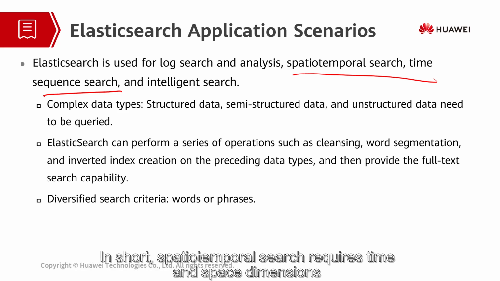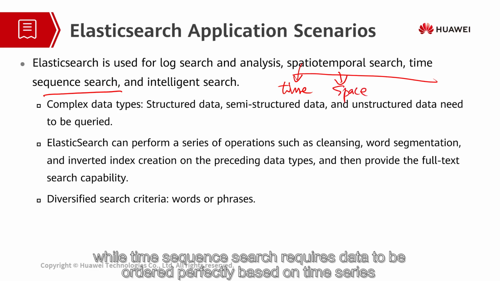In short, spatial temporal search requires time and space dimensions, while time sequence search requires data to be ordered perfectly based on time series.